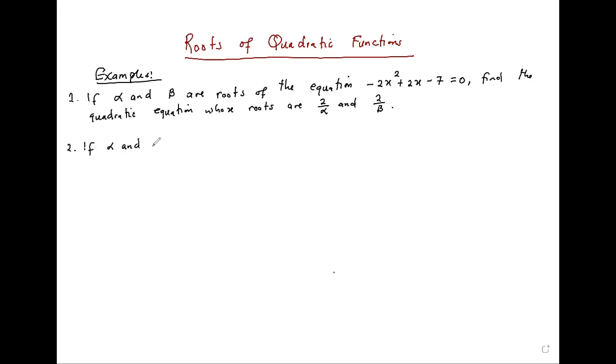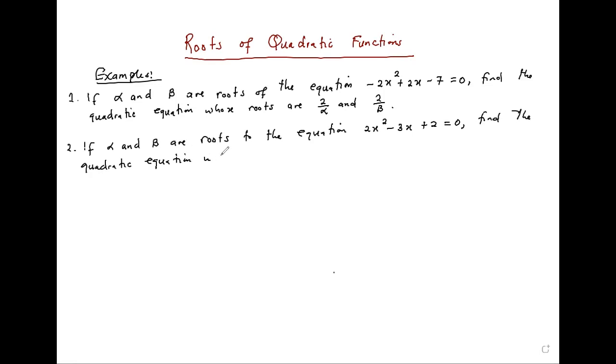If alpha and beta are roots to the equation 2x squared minus 3x plus 2 is equal to 0, find the quadratic equation whose roots are 1 over alpha beta and 1 over alpha plus beta. Solution.